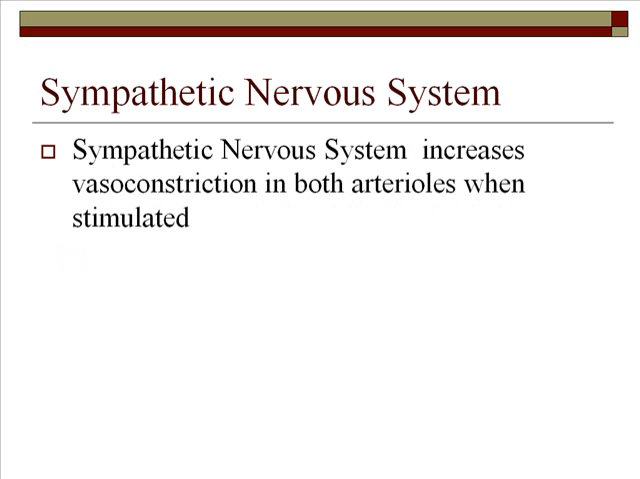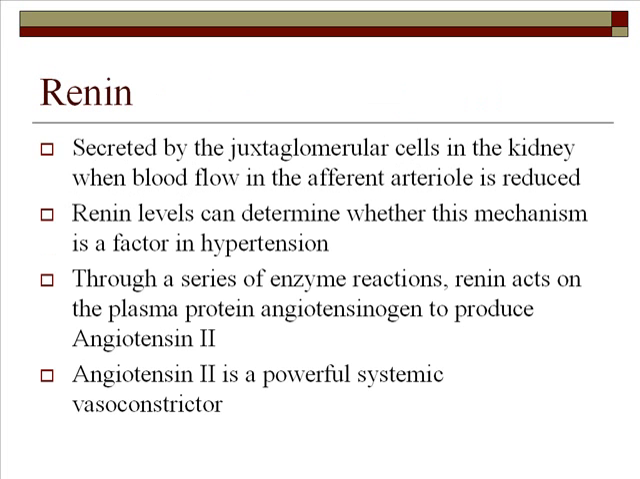Also, the sympathetic nervous system, again, a part of this vasoconstriction that we talk about in the arteries. Sympathetic nervous system increases vasoconstriction inside the kidneys, so both arterioles will be stimulated at the same time to produce this effect. The other hormone that's produced, and I know you studied this a little bit in the endocrine system, is renin. Renin is secreted by particular cells in the kidneys, the juxtaglomerular cells, and so when blood flow in the afferent arterioles is reduced, renin levels can determine whether this mechanism is a factor in hypertension. So we see a series of enzyme reactions that will take place.